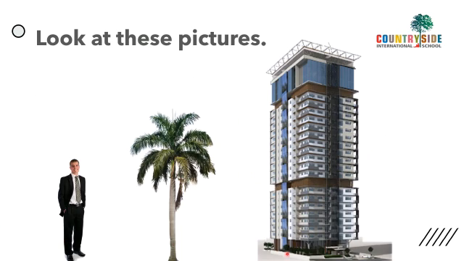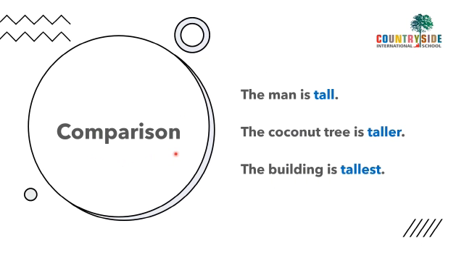Children, look at these pictures. The picture of a man, a coconut tree and a building. All these pictures are tall. But how will we compare them? Let's see the comparison. The man is tall. The coconut tree is taller. The coconut tree is a little more tall than the man. The building is tallest. The building is the tallest one, and so it is called tallest.